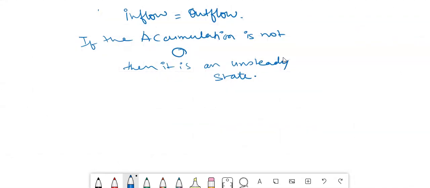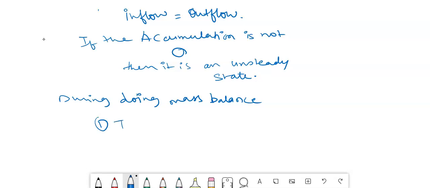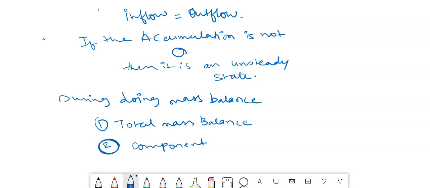Now, basically when doing the mass balance, we need to make two equations. The first one is the total mass balance and the second one is the component mass balance. With the help of these two equations only, we can do the numericals of mass balance.